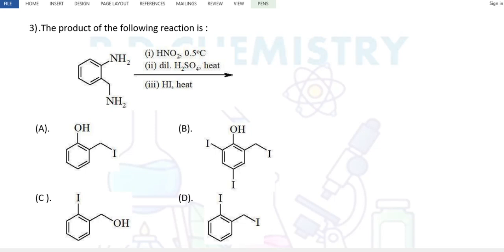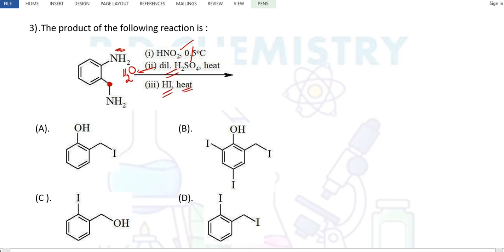Question number 3. The major product in the following reaction is: here we have NH2 directly attached to the benzene, and there is one more NH2 attached to the side chain CH2NH2. This is an aliphatic primary amine, and this is an aromatic primary amine. Nitrous acid reaction at 0 to 5 degrees centigrade. Then dilute sulfuric acid; when I say dilute sulfuric acid, a large amount of water is also there, which means acid hydrolysis. Then HI reaction and heated.